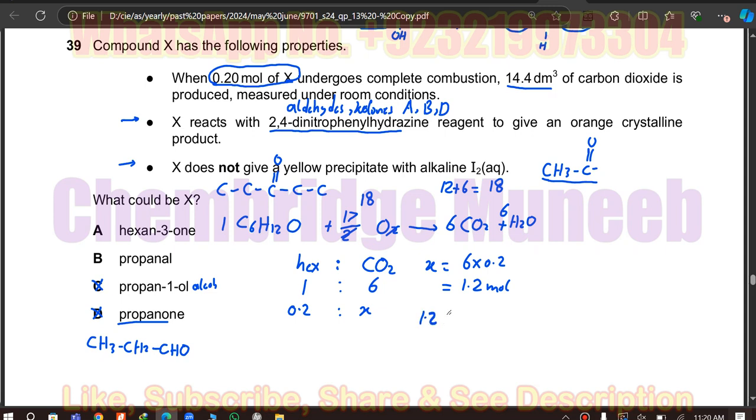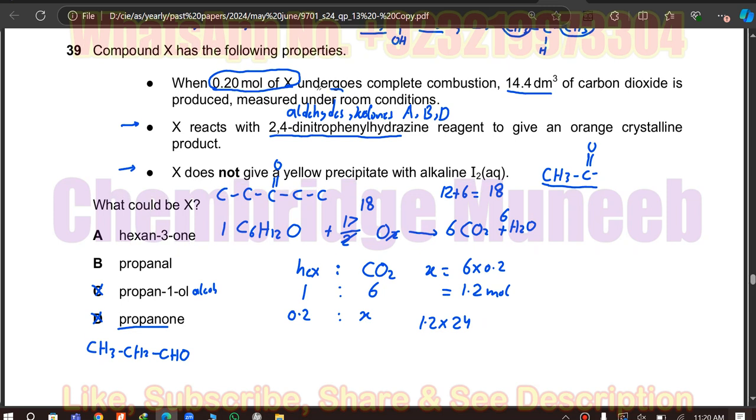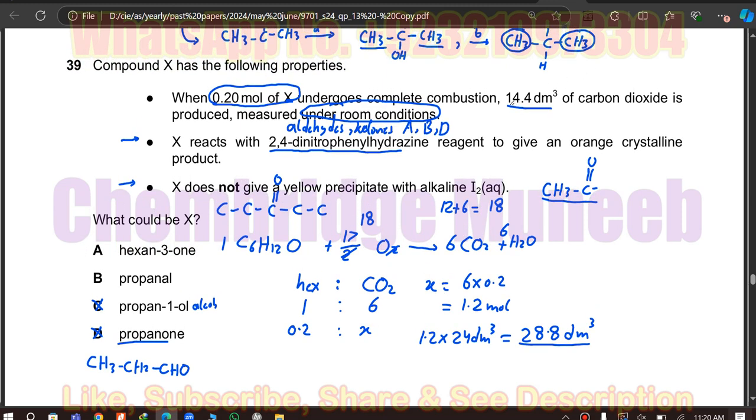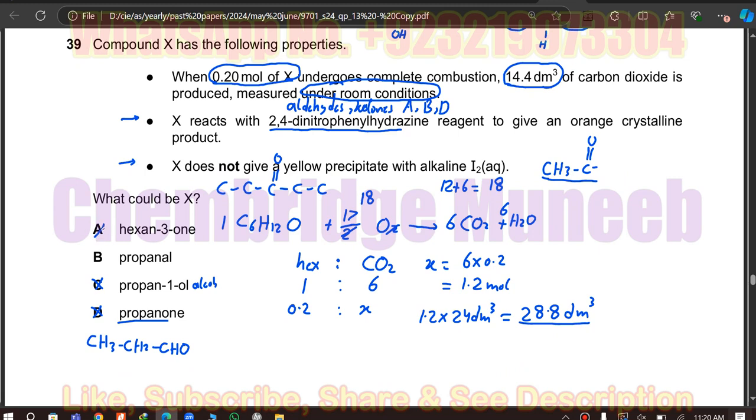Now we can check the volume produced. So 1.2 moles times 24 dm cube. Why? Because the condition provided is room temperature conditions, which means 24 dm cube. When I multiply this, I will get 28.8 dm cube. Now this is the volume of the carbon dioxide produced as a result of this reaction, which means this option is incorrect because I needed 14.4 dm cube, which is not produced here. So this option A becomes incorrect.